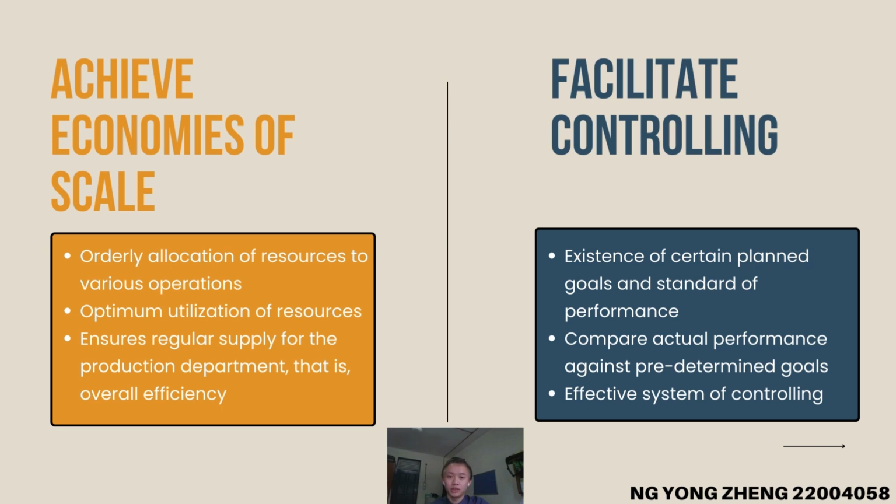Lastly, planning facilitates controlling. Planning facilitates the existence of certain planned goals and standards of performance. In fact, planning and controlling are the two sides of the same coin. If planning is the root, controlling is the fruit, as it provides the basis of controlling. Planning provides predetermined goals which are to be compared with actual performance. Thus, we cannot think of an effective system of controlling without the existence of well-thought-out plans.